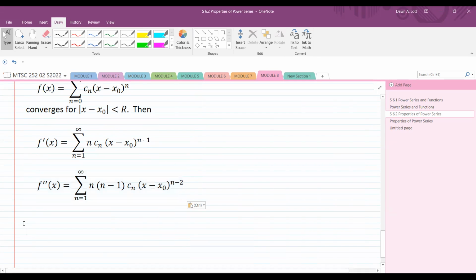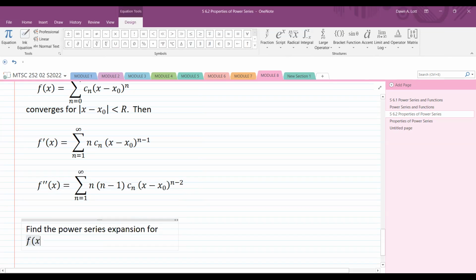Here's a problem. Find the power series expansion for the function f of x equal to 1 over 1 minus x squared.